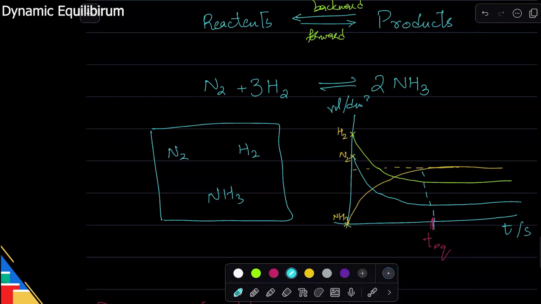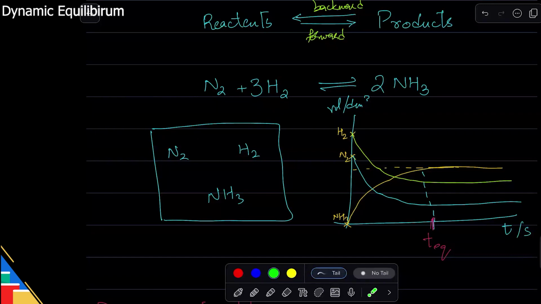And what does it do? What it does is that now you will have the same amount of nitrogen, same amount of hydrogen, same amount of ammonia that you had at the start of equilibrium. Now, even if hydrogen and nitrogen react and make ammonia, this value will neither go up nor down. It will stay at the same level. Why? Because the ammonia that they make, an equal amount of ammonia will go back and make nitrogen and hydrogen.